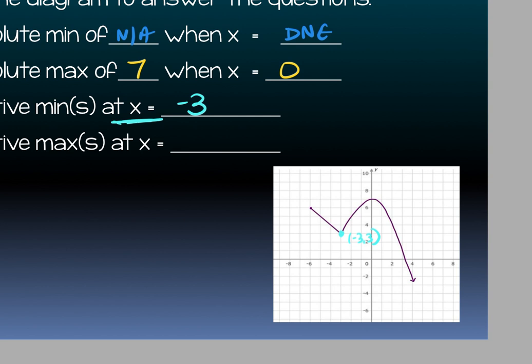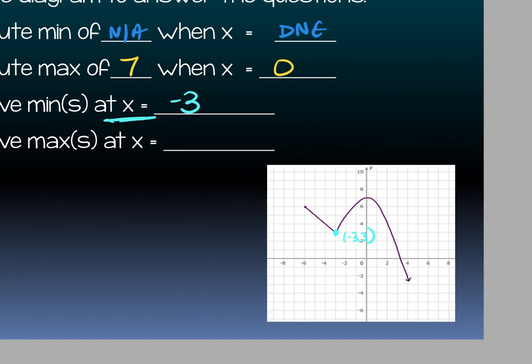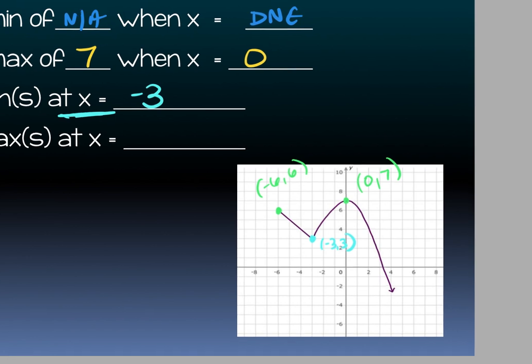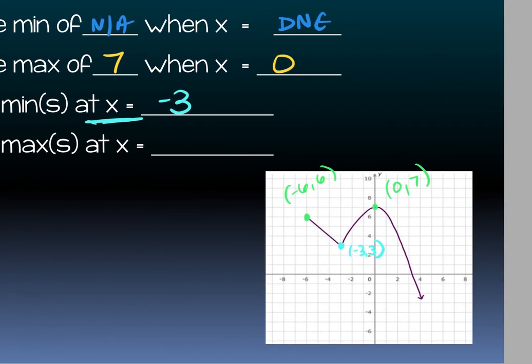And then it asks for my relative max. Where is my relative max? At negative 6, 6, and 0, 7. And again, it wants to know what the x is where those are occurring, which would be negative 6 and 0.